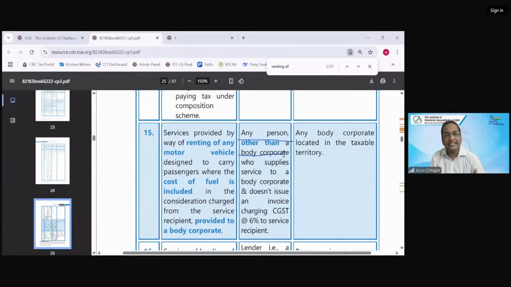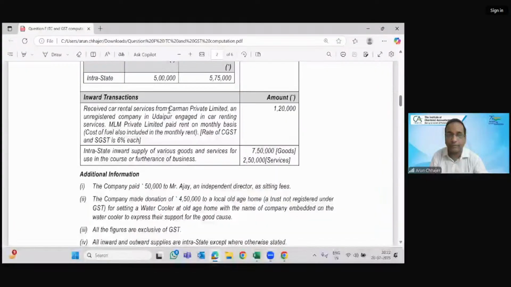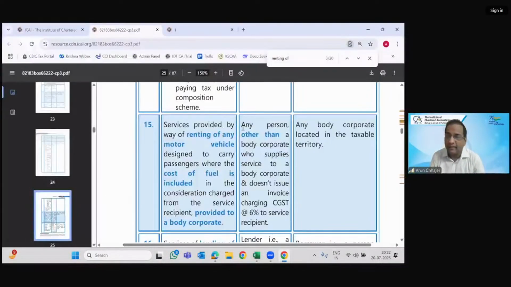In this example, whether supplier is body corporate or not. See, Gulika, whether it is written, now here look, try to understand, whether they have used the word any registered person, whether they have used the word any unregistered person. No, they have only used the word any person. It will include registered as well as unregistered.